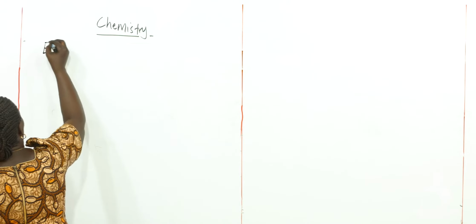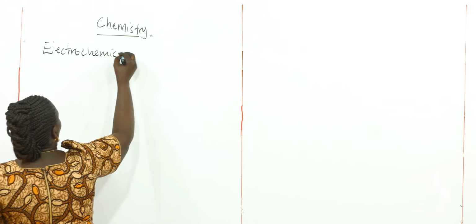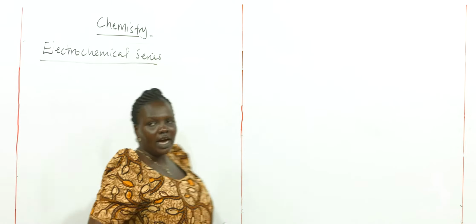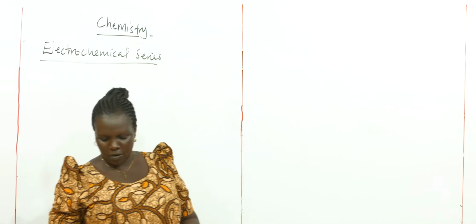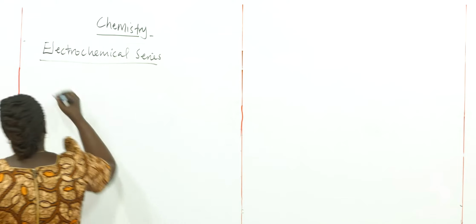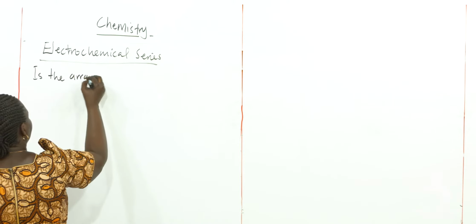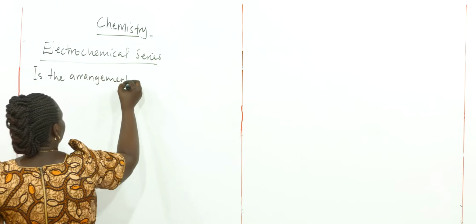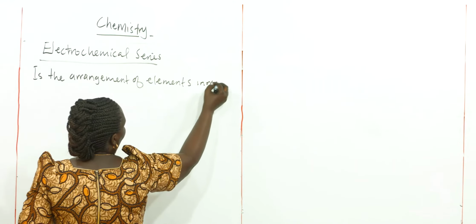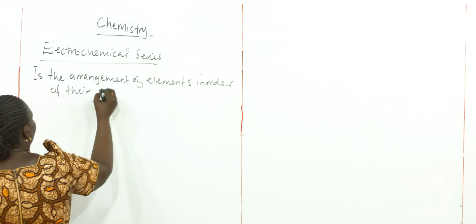Electrochemical series. The electrochemical series is simply talking about the arrangement of elements in order of their reactivity.